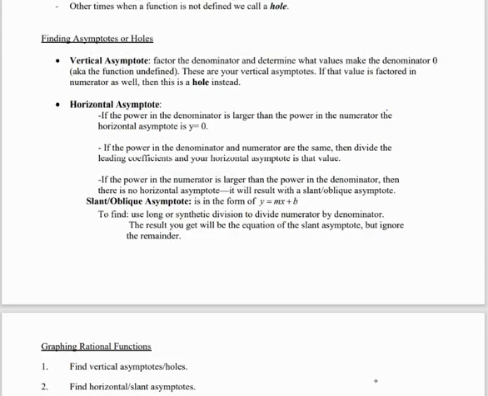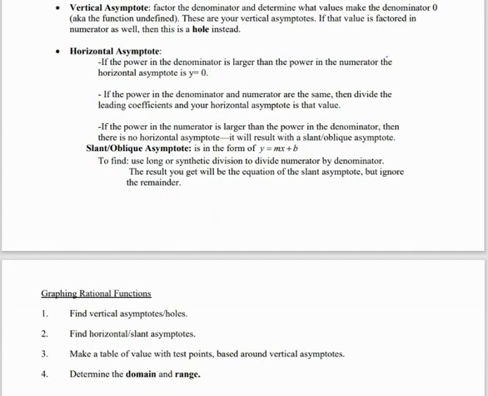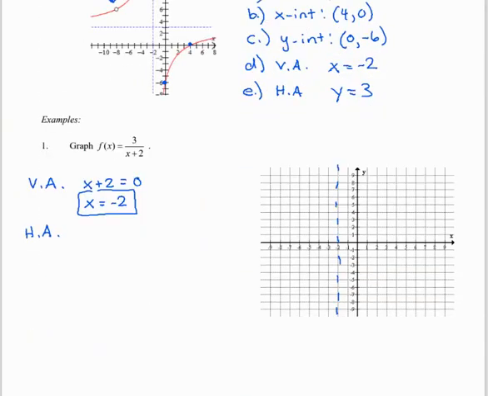So that would be our first example right here. If the power in the denominator is larger than in the numerator, my asymptote will be at y equals 0. So there we have it. Our horizontal asymptote will be at y equals 0. Now I will sketch that. That's right on the x-axis.